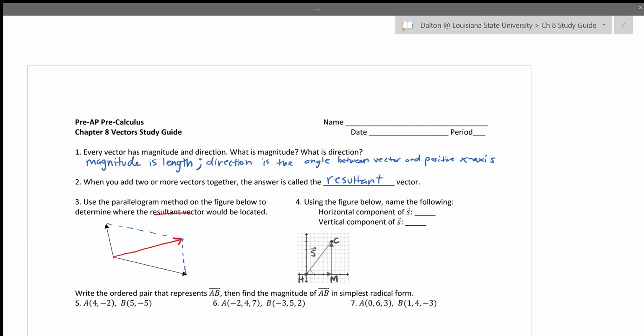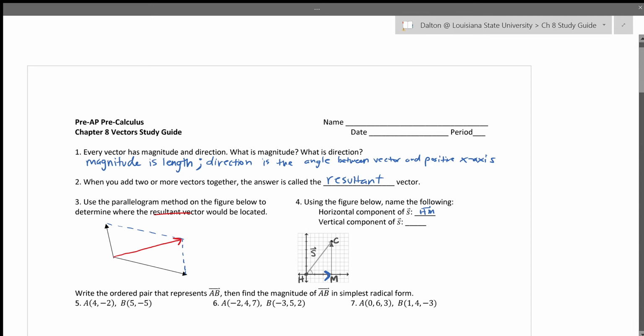Number 4, using this figure, name the following. Name the horizontal component of vector S. Well, horizontal is going to be literally the vector that is horizontal. To name a vector, the direction of the arrow is important. This vector starts at H and goes to M, so we have to put those letters in order.